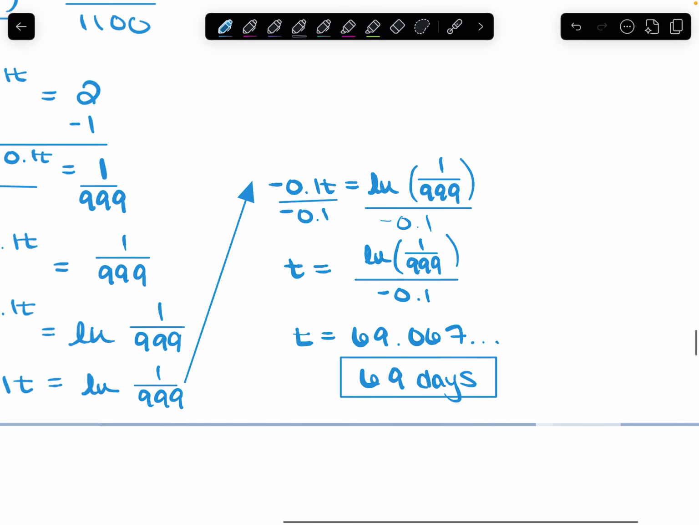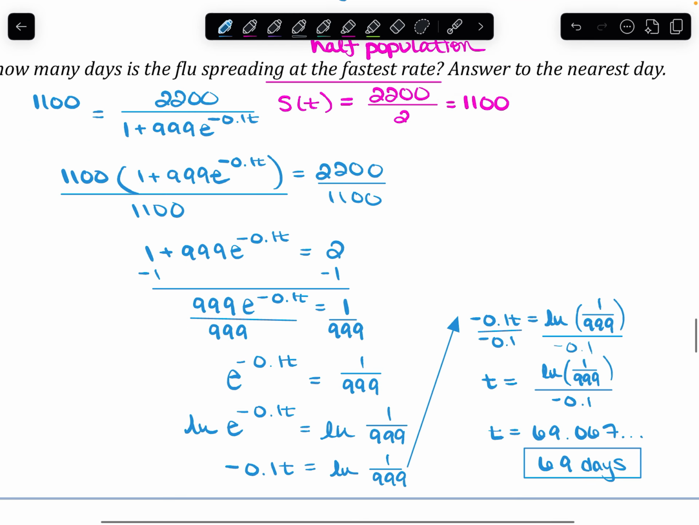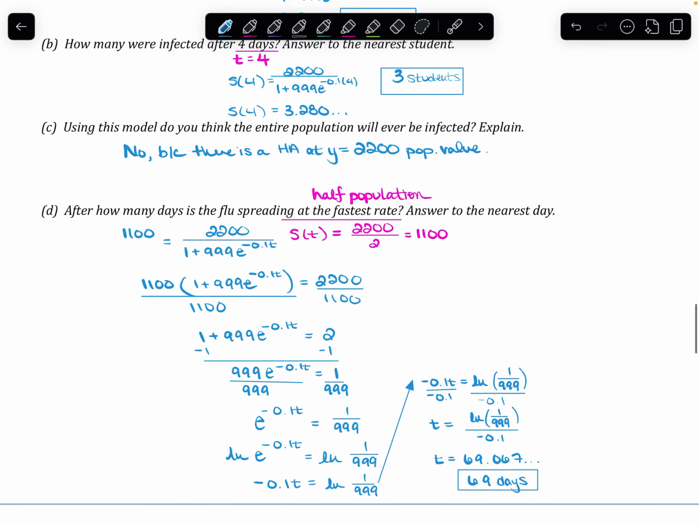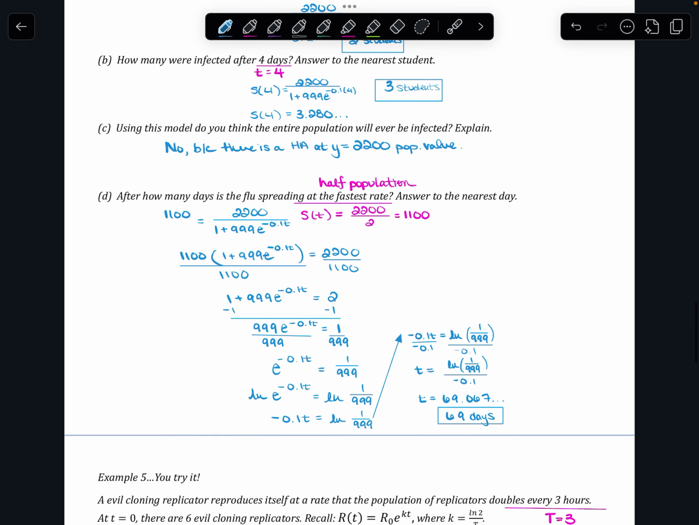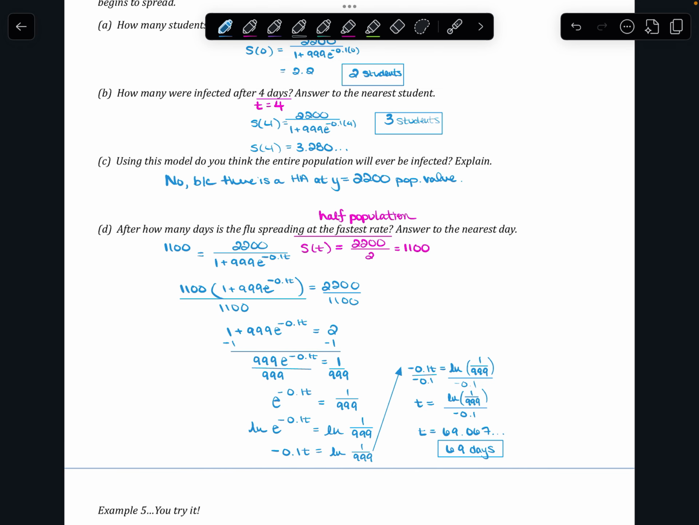So a little more algebra involved, but the nice thing is these steps are very repetitive with each of these types. Let me see if I can get this whole problem up there. It's going to be tiny, but there it is. All right, the rest are you try it, so feel free to try those and check them with the key.